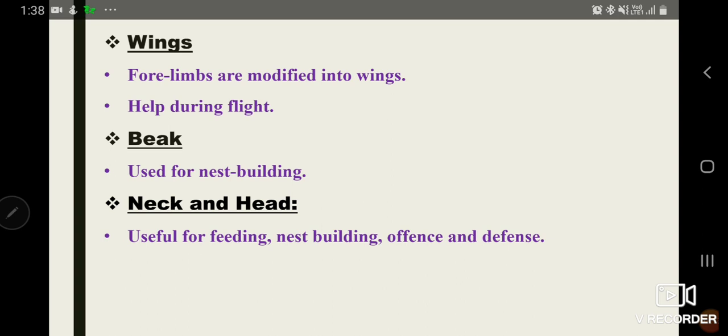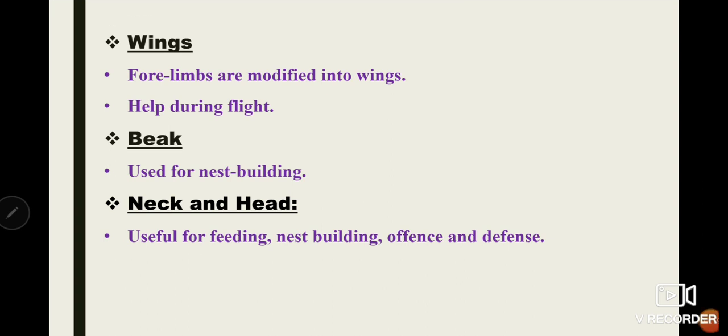After that we have wings. Four limbs are modified into wings. These wings actually help these birds or Aves during flight, meaning they fly with the help of these wings or modified forelimbs. Then there is adaptation in their beak also.